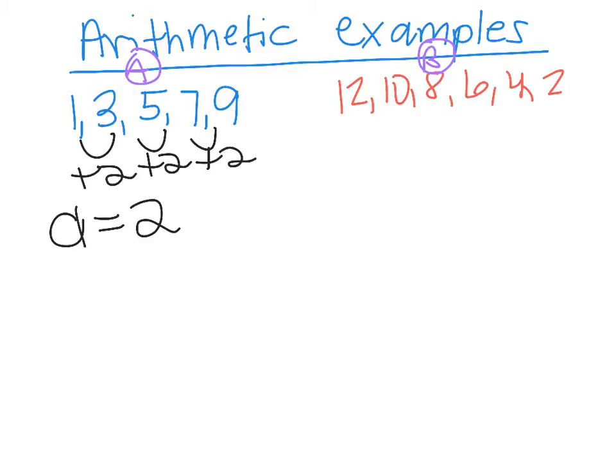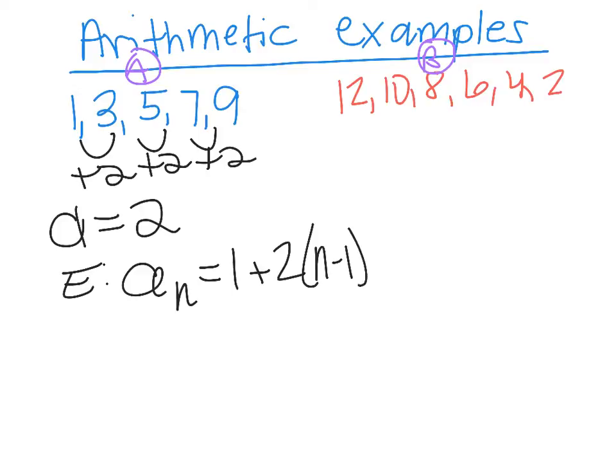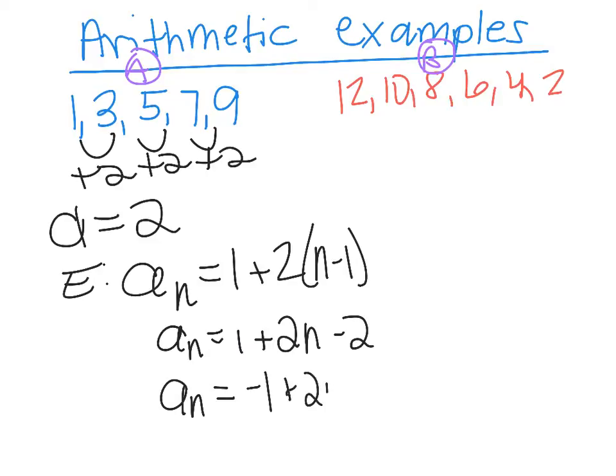So if I were to write the explicit formula for this one, I'm going to start with a sub n equals my first term, which is 1, plus my common difference, which is 2, times n minus 1. And again, what I've told the kids is go ahead and just distribute everything out and simplify it down. So a sub n equals 1 plus 2 times n is 2n minus 2. So 1 minus 2 is going to give me a negative 1. So really the explicit formula is negative 1 plus 2n.